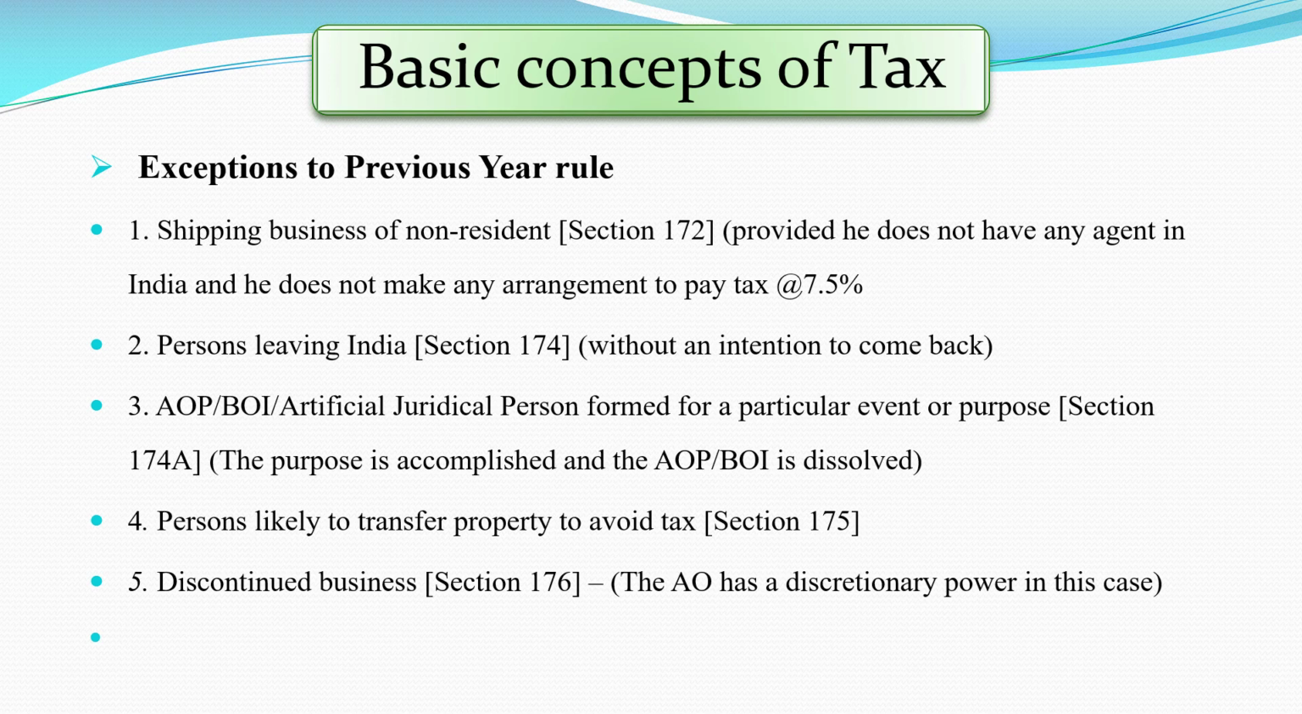Persons likely to transfer property to avoid tax: if the assessing officer is of the view that the person is transferring assets to avoid tax, then that income will be assessed for tax in the same year. In case of a discontinued business, the assessing officer has the discretion to use the power to tax and calculate the tax on the income earned in the financial year. So the tax may be calculated in the same year.